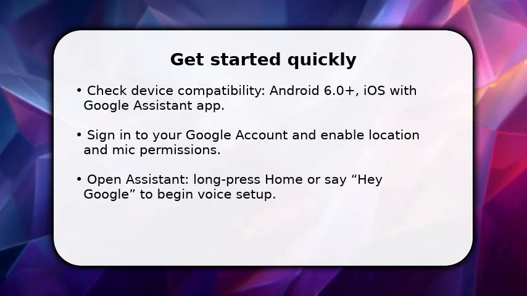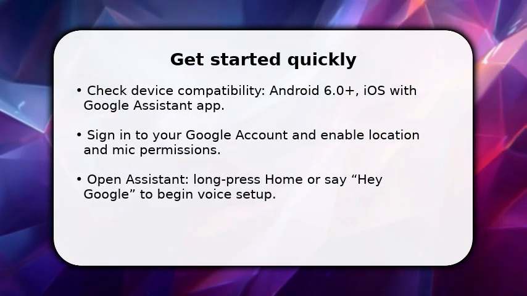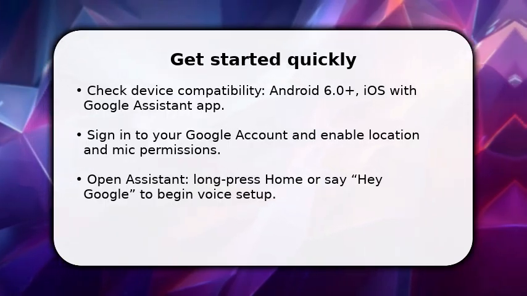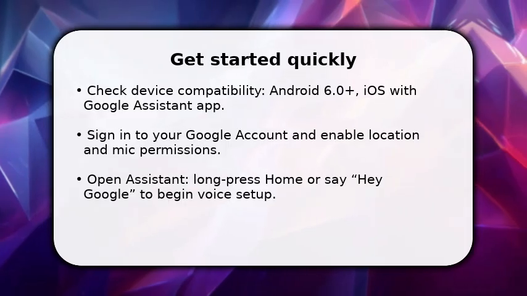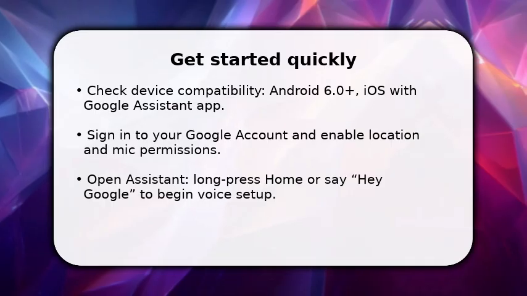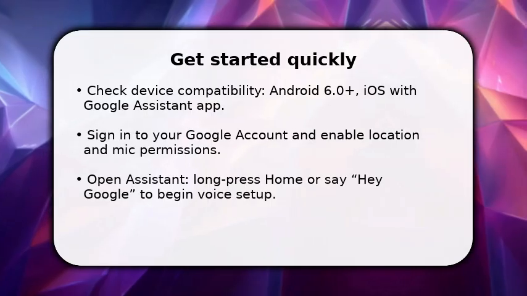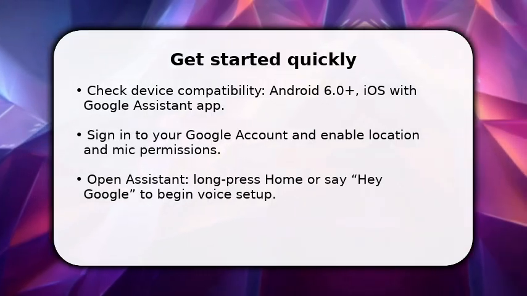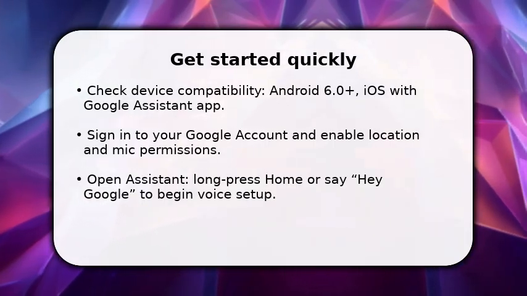Enjoy the video. You already have the essentials: a compatible phone and your Google account. First, enable microphone and location permissions in settings so Assistant can hear and contextualize requests. Next, open Google Assistant by saying, "Hey Google," or long pressing Home. If prompted, follow the voice match setup so it recognizes you. Make sure voice match is trained now, because once done it unlocks personal results and device control.